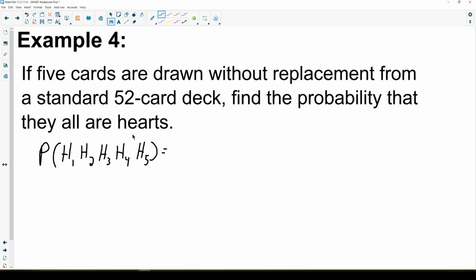Now, because we're removing them from the deck, no replacement, again, looking for that key phrase, that means that the number of cards in my deck is going to change every single time I pull a card. So the first time I go to pull a heart, there are 13 in the suit and 52 cards in my deck. The second time I go to pull a card, however, now there are only 12 left and 51 cards left in my deck.